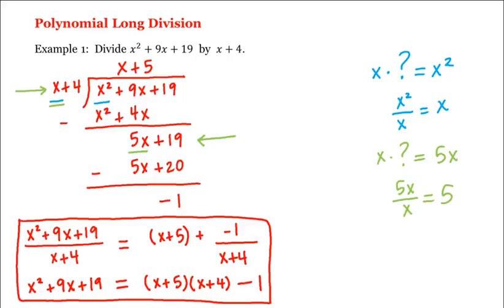And in this last form here, we can actually check that we've done this division correctly by FOILing this out and then subtracting 1. So let's do that. When we FOIL out the right side, we get x squared plus 4x plus 5x plus 20, and then we still have the minus 1, which is equal to x squared plus 9x plus 19, which sure enough is our dividend. All right, let's look at another example.